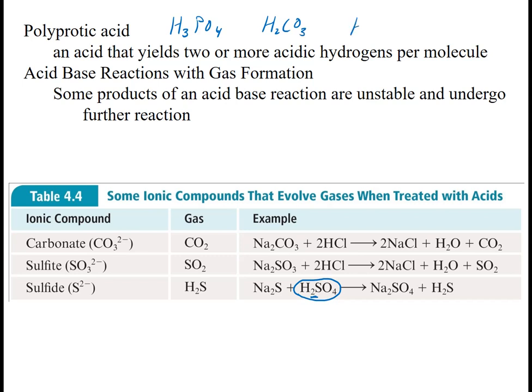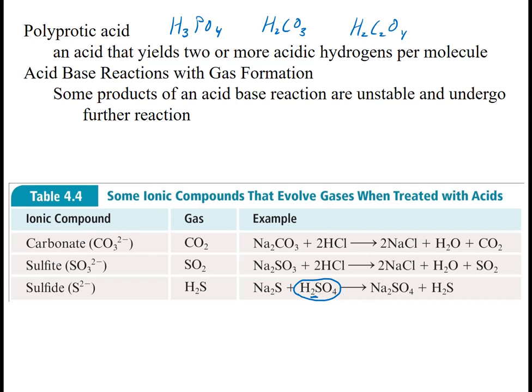There's oxalic acid, H2C2O4. Okay, so there's several polyprotic acids, and all I'm going to ask you to do at this point is be able to identify whether it's a polyprotic acid or a monoprotic acid.